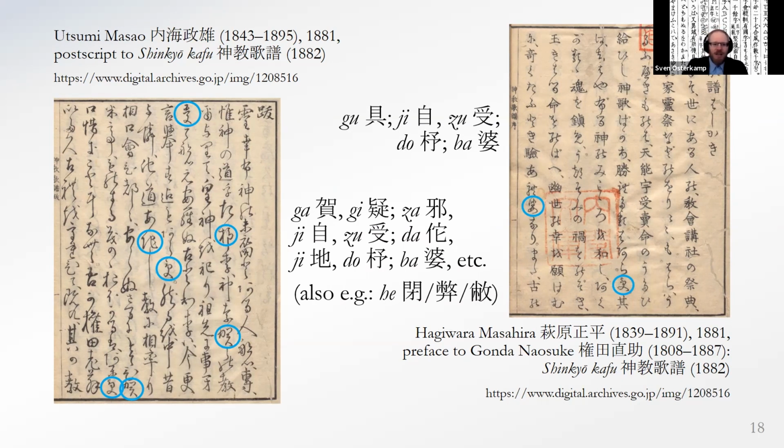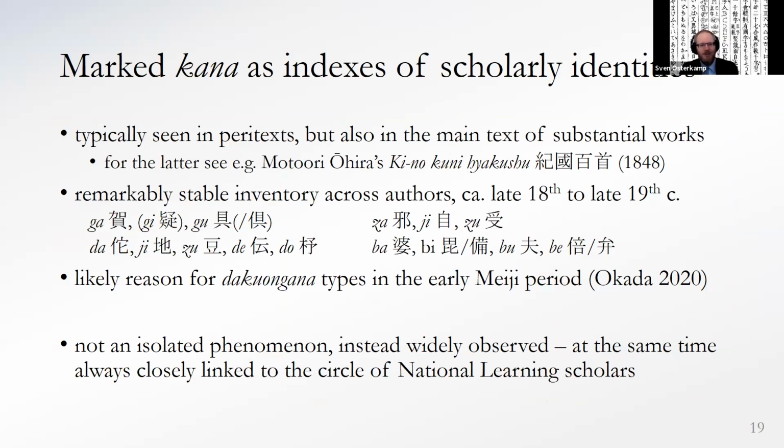So as an interim summary, we may note the following points about marked kana as indexes of scholarly identities in late Edo Japan. First, such special selections of kana are typically seen in paratexts. Only at times we find them in the main text of substantial works. Next, it is important to notice that we are dealing with a remarkably stable inventory across authors, spanning about 100 years. And judging from the fact that they can be seen at least until the early 1880s, it seems likely that the widespread use was also the reason for creating dakongana printing types in the early Meiji period, as recently studied by Okada in 2020.